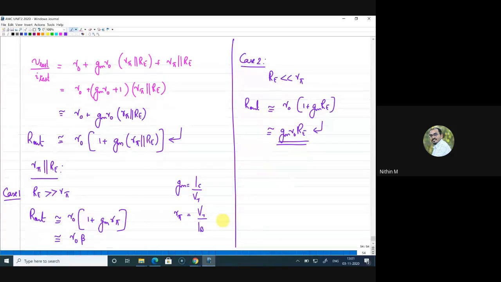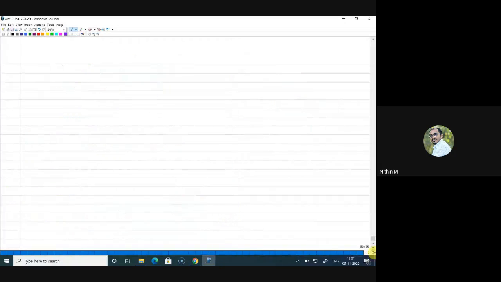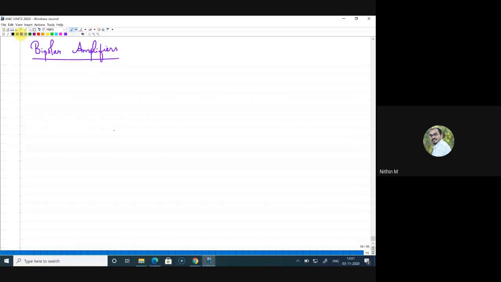Let me just continue this and start BJT amplifiers. So let me start with bipolar amplifiers. Since most of the approach is the same as with MOSFET, the only difference is we are using BJT as the active device. So the differences in the equivalent circuit will be there. Rest everything will look the same, right?